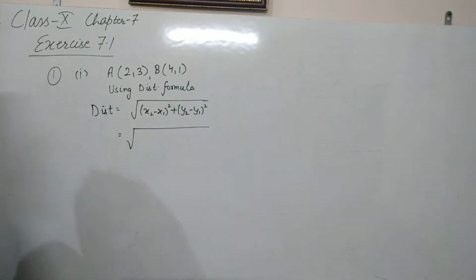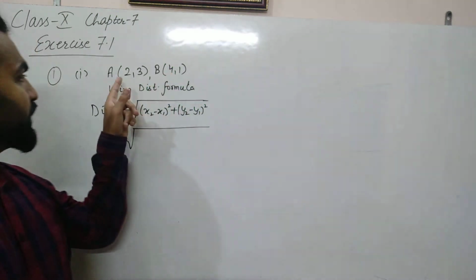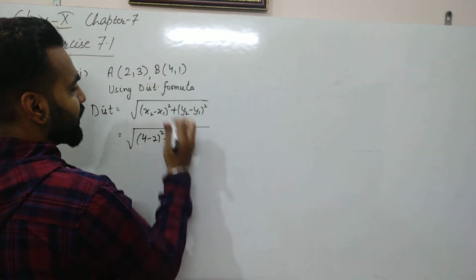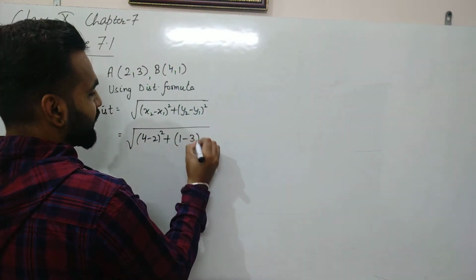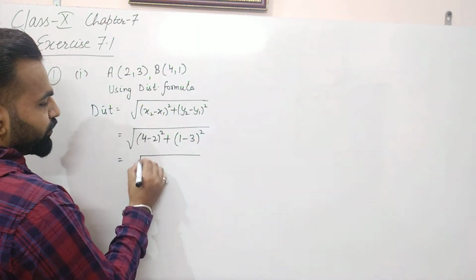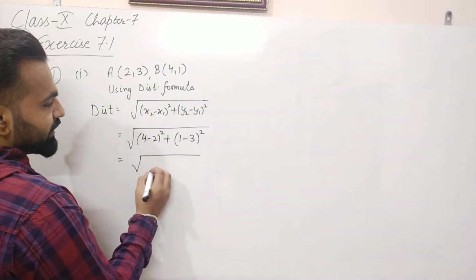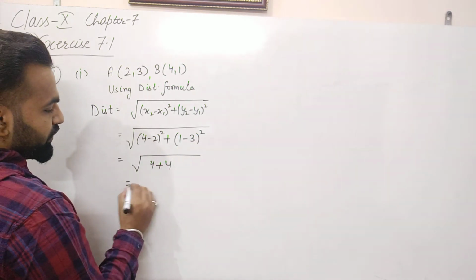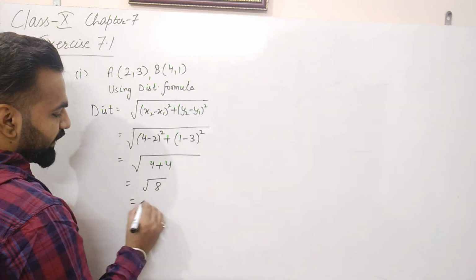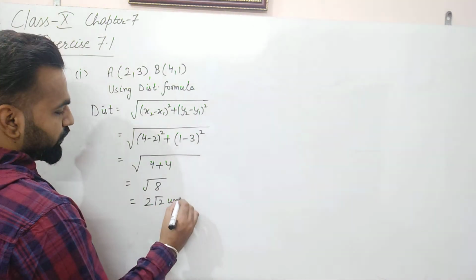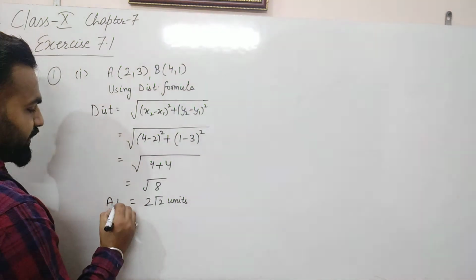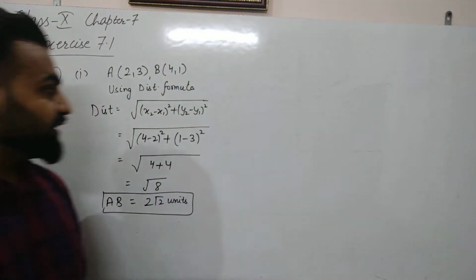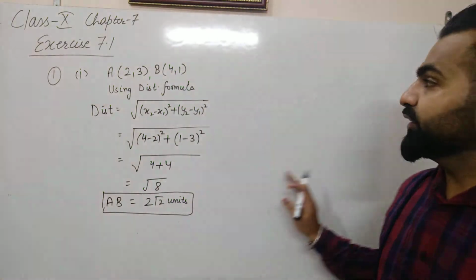So what is x2 here? x2 is 4, x1 is 2. So this will be (4 minus 2) square plus y2 is 1 and y1 is 3. So now opening the square, this is 2 square, 4. This is minus 2 square, again 4. So this will be equal to root 8, that is 2 root 2 units. So this is the distance AB. Clear? So this was the distance formula to find the distance between 2 points.